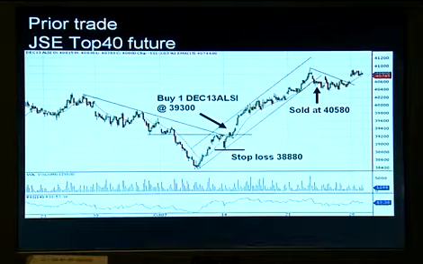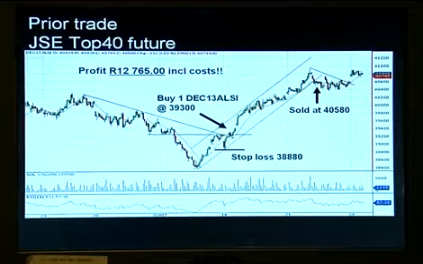So I got out then at a level of 40,580. And you can see since then the index has gone somewhat sideways, but today it's looking fairly strong again. Nonetheless, we got out, we made nearly 1,300 points on this index, which is a pretty good move. Yeah, it's decent. So our profit after costs was 12,765 Rand.